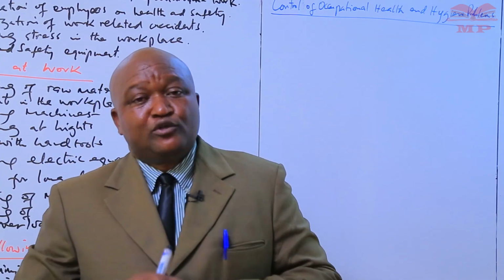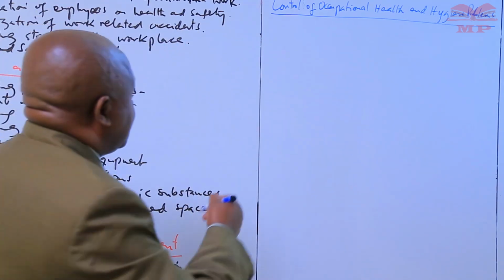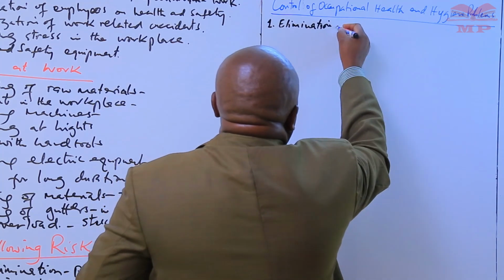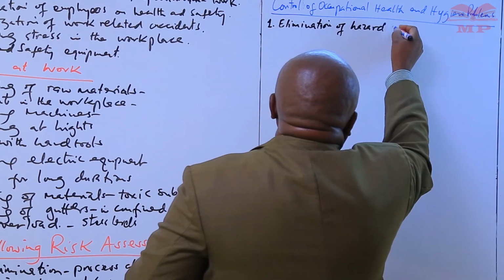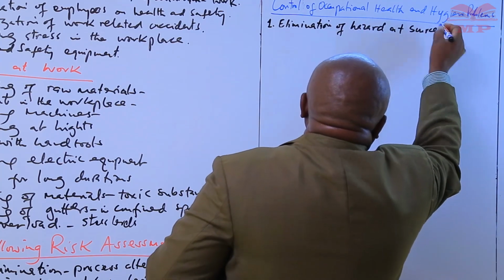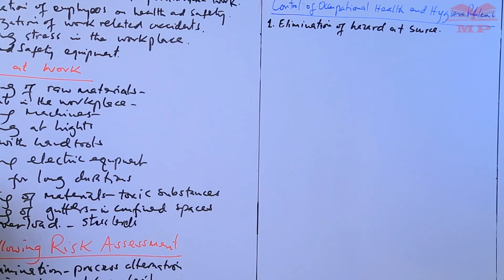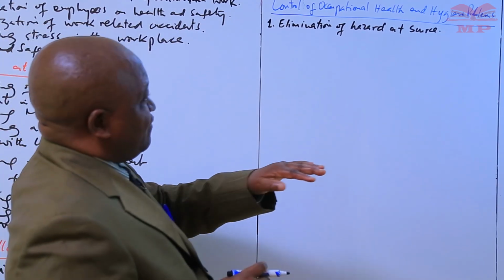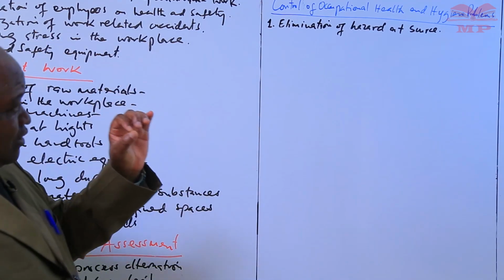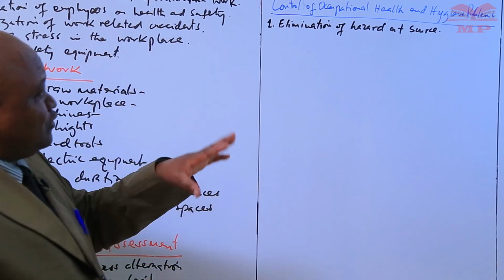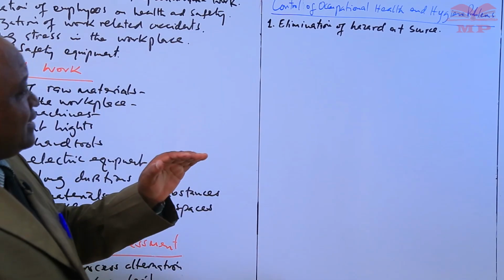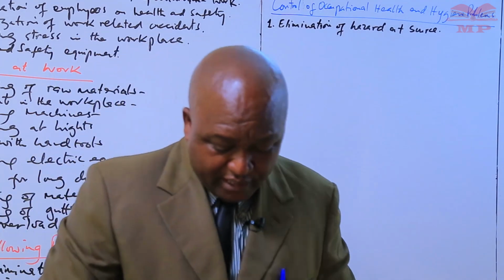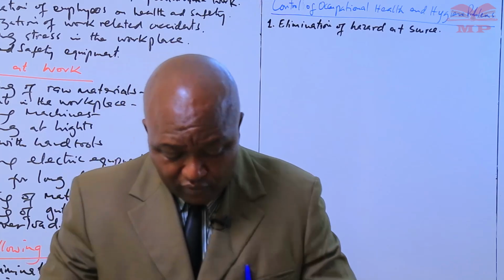So one of the things that is supposed to be done is to eliminate the hazard at source. So one, elimination of hazard at source. So what this means is that you don't have to wait. If you are, for example, constructing a warehouse and you need, for example, a floor that is rough for that warehouse, then at the construction and design stage, you must ensure that you eliminate the risk or you eliminate the hazard at that particular point when you are constructing the building. So that elimination of the hazard at source becomes one of the things that you need to do.